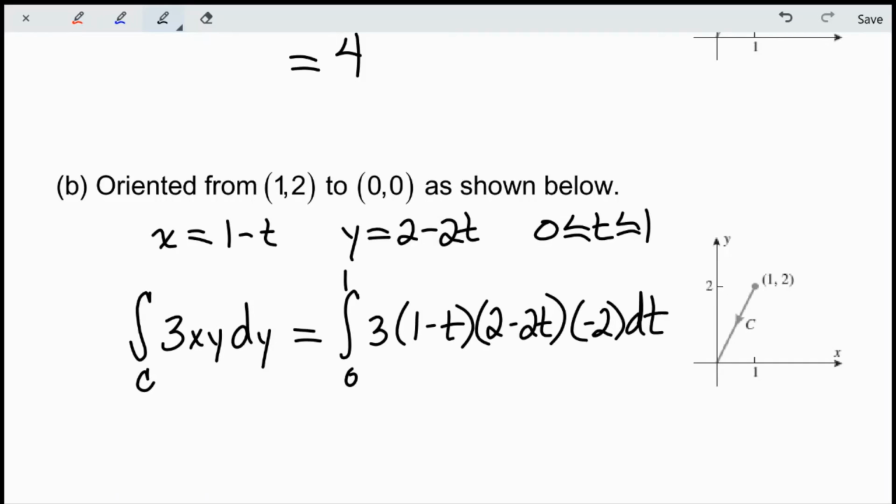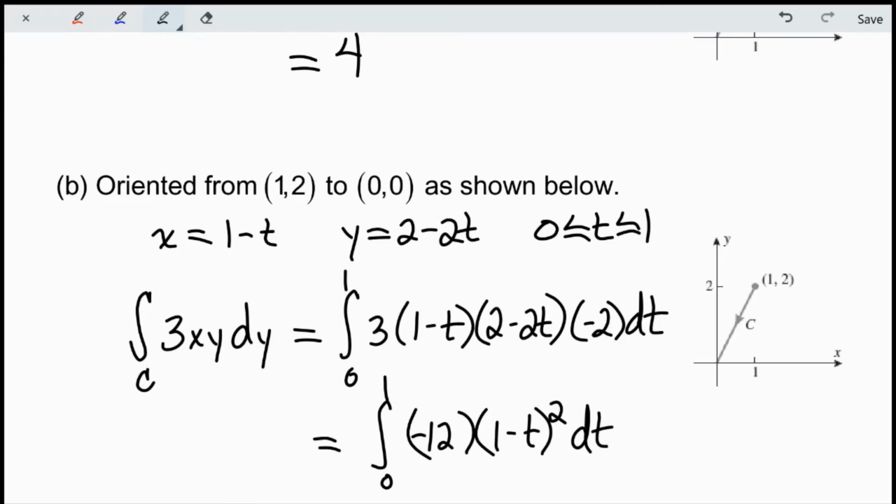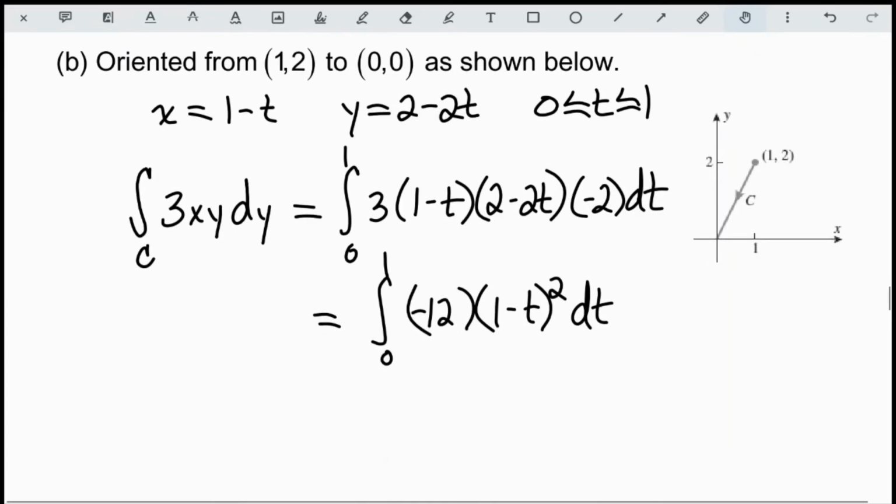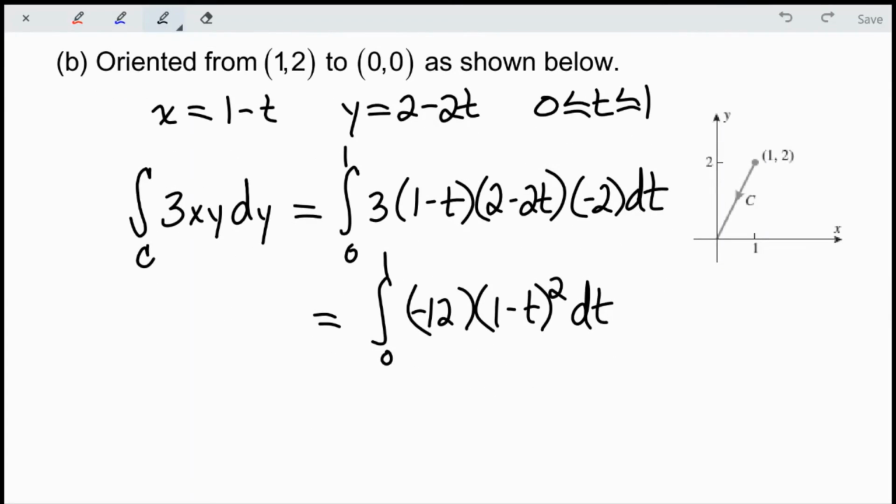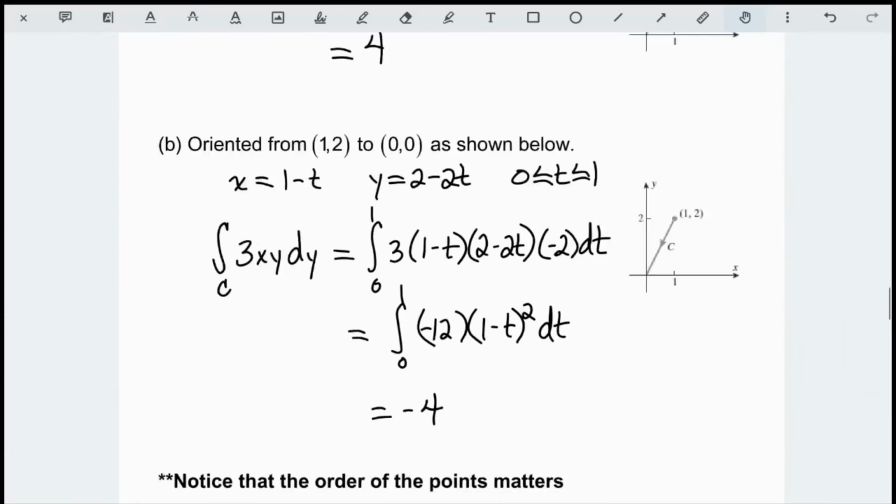Okay, so now when we set this up, what we're going to be looking at here is just an integral, in the end, that's negative 12 times 1 minus t squared dt. And then from there, you can expand it out. You can solve it out. But what you'll find here is that you actually get negative 4 instead of positive 4.